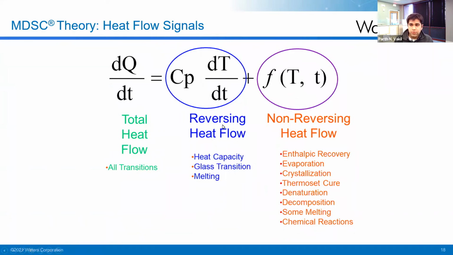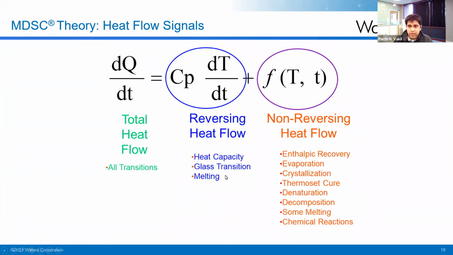But what you get is a reversing heat flow signal and a non-reversing heat flow signal. The reversing heat flow signal is where you can get the TG that is being masked by something like enthalpic recovery that we saw on the previous slide. And the modulated DSC technique is also used to measure the heat capacity of materials as well.